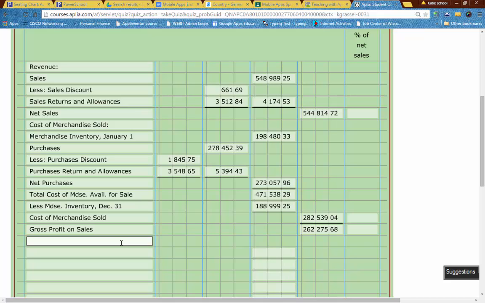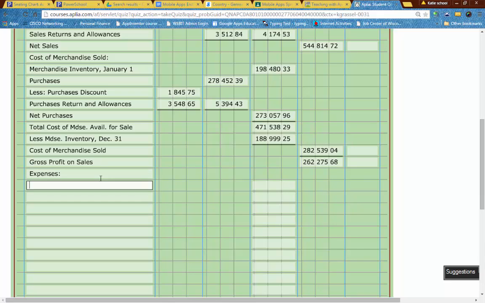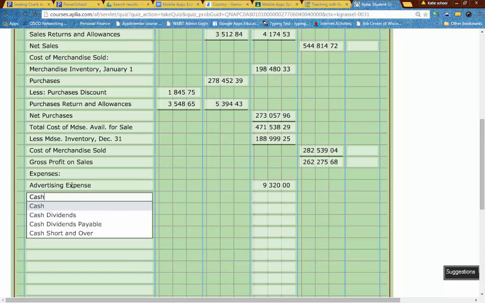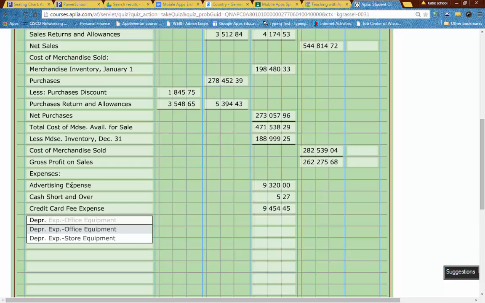I'm running out of spots to put post-it notes. Okay. So the next part is the easy part. This is where we go through and put in our heading for expenses. And guess what we do for expenses? You just really list all of your expenses, and this just takes time. And the first one is going to be advertising expense. Cash short and over. Credit card fee expense. Depreciation expense, office equipment, and all of these I'm just getting right off your worksheet. They're listed there right in order.